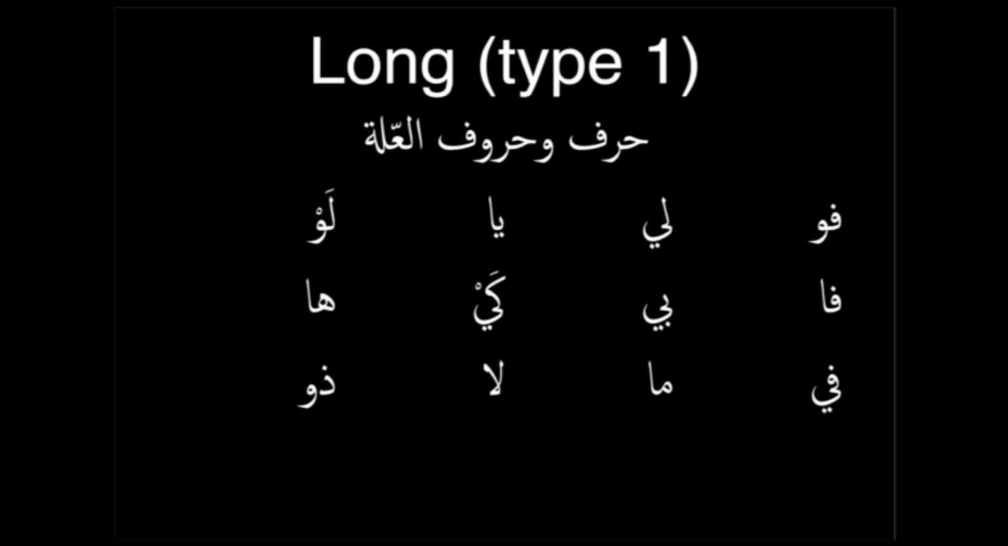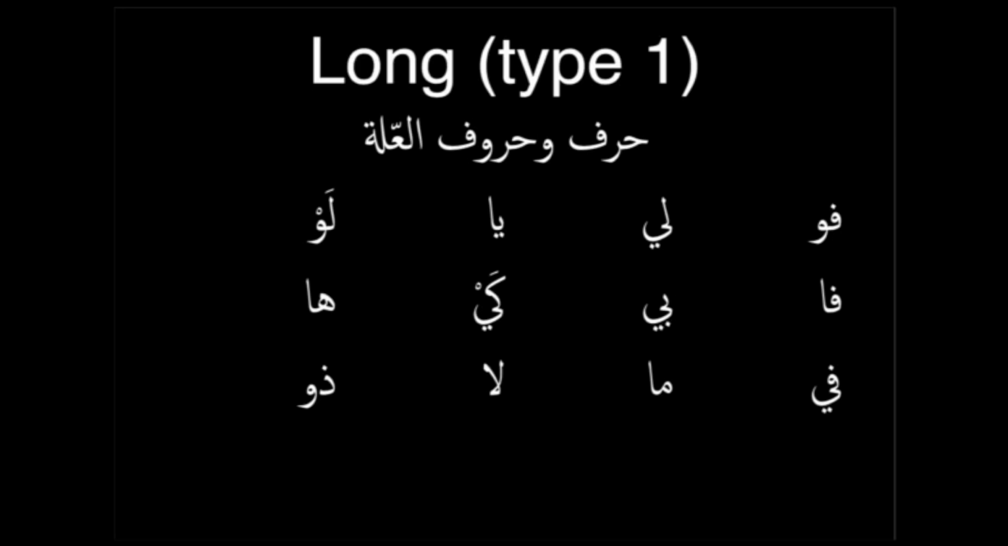حروف و حرف علة يعني. So you have fu, fa, you have the preposition fi. You also have prepositions that you use like li and bi, or words you use like ma, ya, kay, la, law, ha, and dhu. These are all pretty typical words in classical Arabic that you'll be familiar with. Even fu, fa, fi, which sounds silly, is actually a word, meaning mouth or whatever.